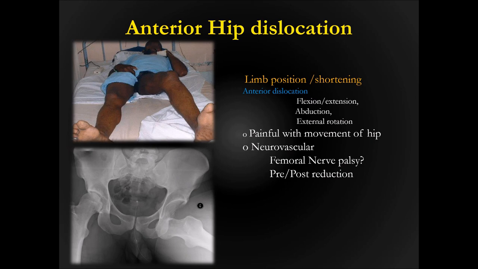Every time you have a dislocation or fracture, you should take note whether the neurovascular structures are good or not, okay? So the other dislocation we call the anterior dislocation. It's the opposite. If you can remember the posterior, the anterior is opposite. The posterior is flexion, adduction, internal rotation. So anterior will be abduction, external rotation. Okay? Like this. This is a posterior dislocation.